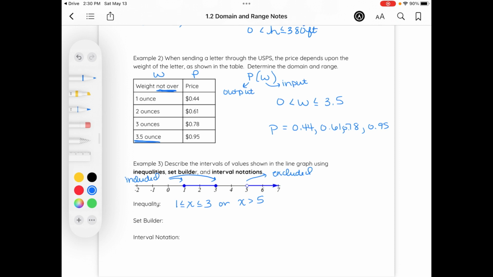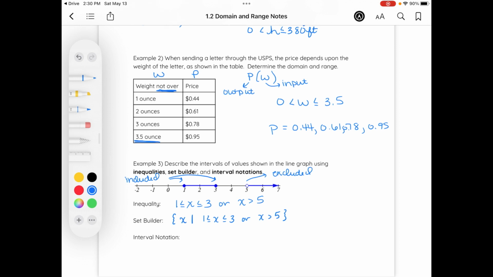Set builder notation will also utilize these same equalities, except I'm going to start with a brace. I'm going to say x such that, so that vertical line means such that, our x values have to be in between 1 and 3 inclusive, or x has to be greater than 5, and then I close my brace.